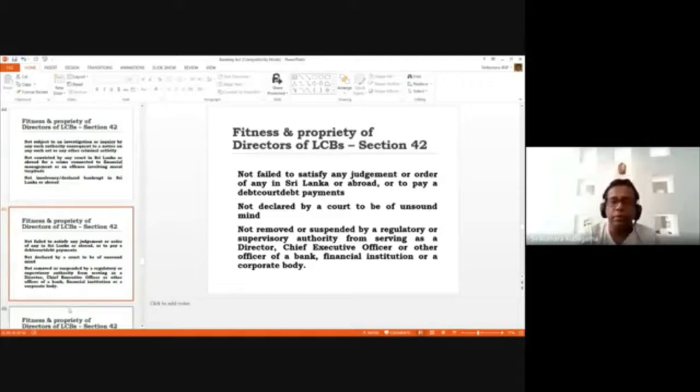What is court? The word court has come here. Or to pay a debt. There's some sort of a confusion here. What it says is, if someone has failed to satisfy any judgment, right, then that person is not a fit and proper person. If you have not settled your personal affairs, how can someone be expected to be of proper conduct in a financial institution? So if someone has not paid his debts, he is not allowed to be a bank director.